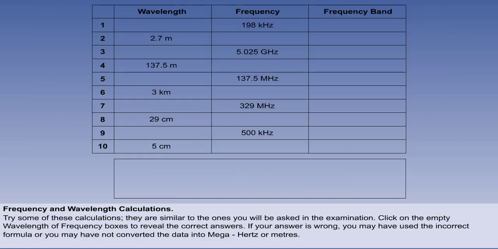Try some of these calculations. They are similar to the ones you will be asked in the examination. Click on the empty boxes to reveal the correct answers. If your answer is wrong, you may have used the incorrect formula, or you may not have converted the data into megahertz or meters.